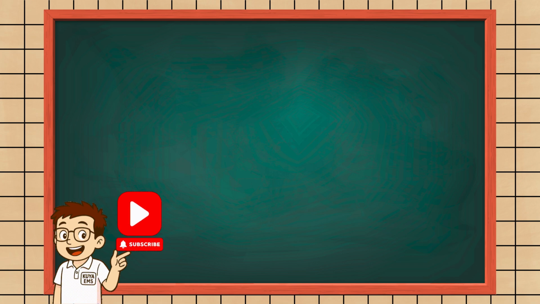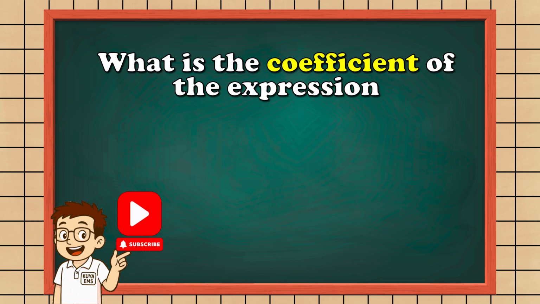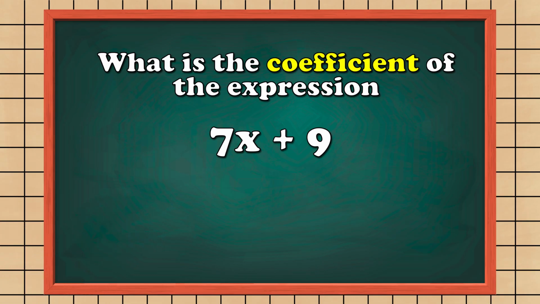So let's go with simple problems. What is the coefficient in the expression 7x plus 9? So you remember that the coefficient is the number attached to the variable. So the answer is 7.